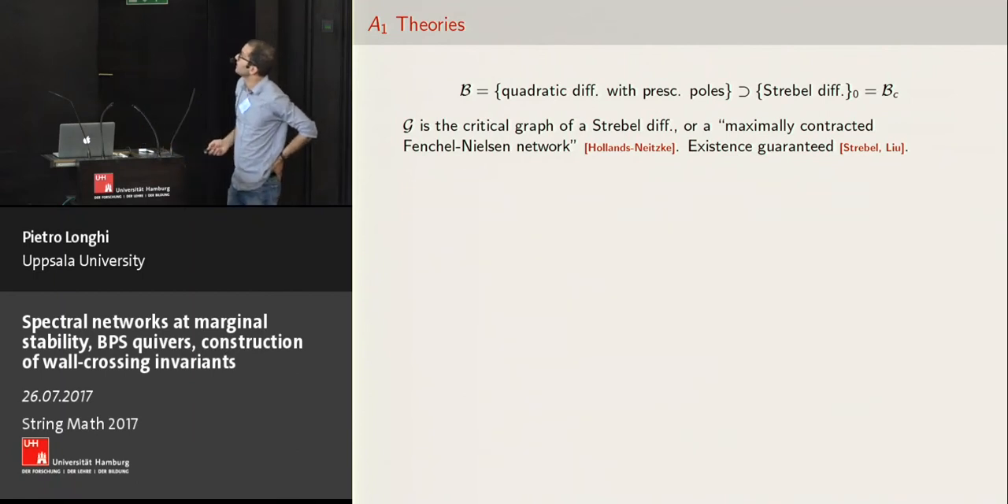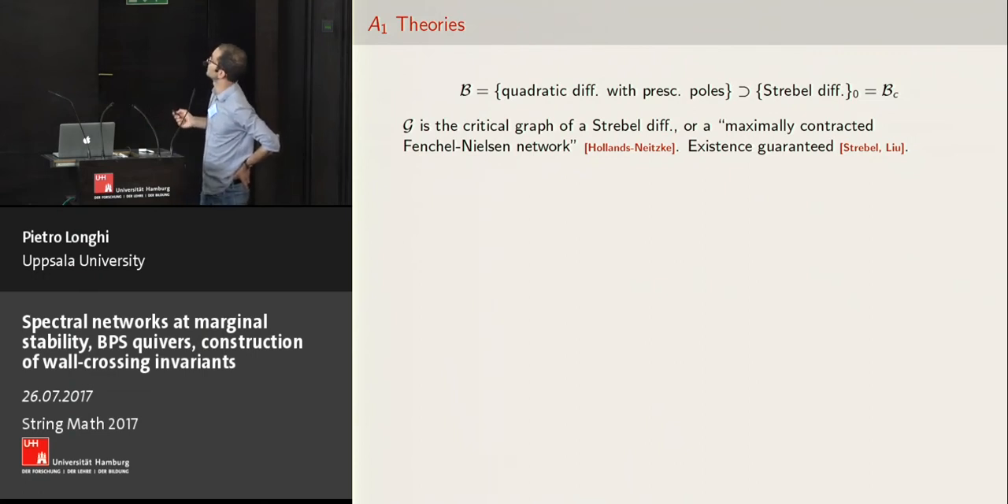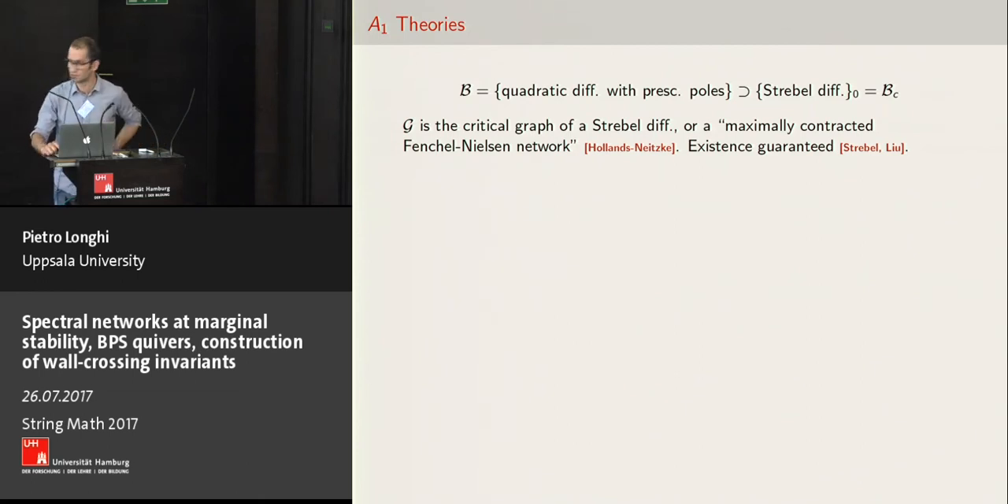So that's the general correspondence. And in the case of A1 theories, this actually works very nicely. In this case, the Coulomb branch parameterizes quadratic differentials. And the critical locus turns out to correspond to a parameter space for a particular kind of Strebel differentials. So BPS graphs in this case are a special type of Fenchel-Nielsen networks. And more importantly, their existence is actually guaranteed. There are theorems of Strebel and Liu which guarantee the existence of the critical locus and of BPS graphs.